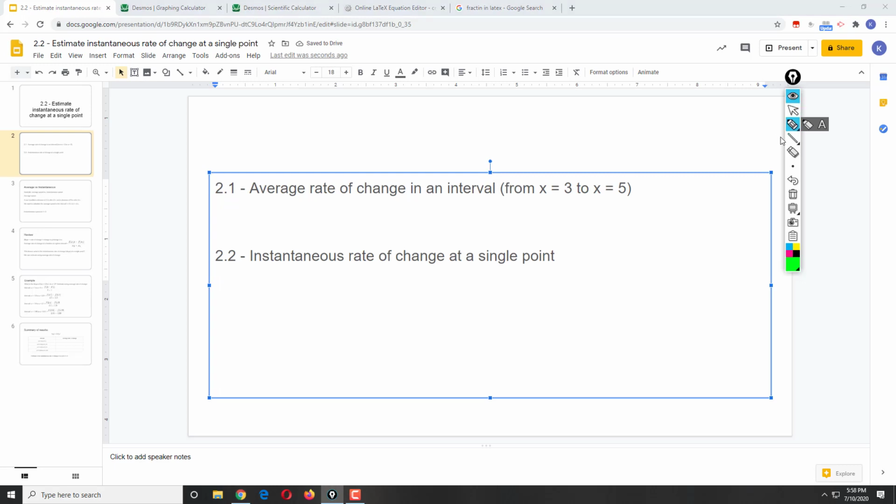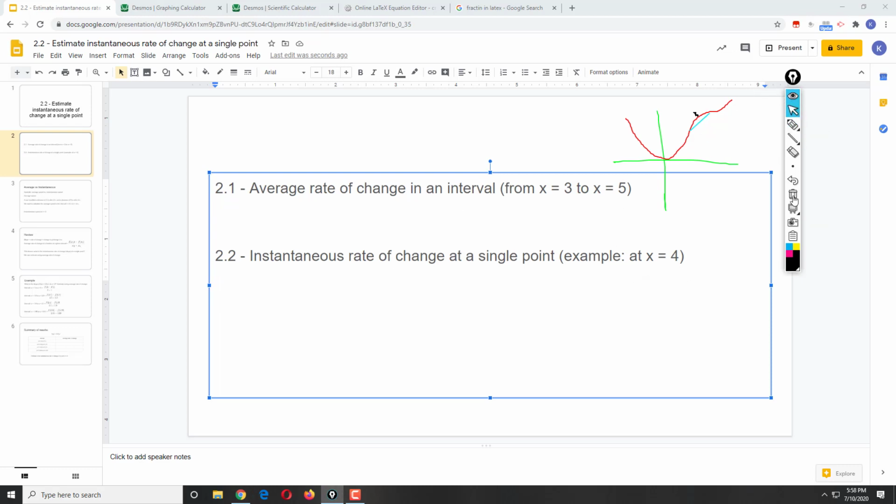So if we have a graph, here's our graph. An interval might be, say, from here to here. From here to here, that's an interval. In this lesson, we will find the instantaneous rate of change at a single point. So say, for example, at x equals 4. So we're not looking for one region. We're looking at a point maybe right here, this point. We want to find the slope at this point.